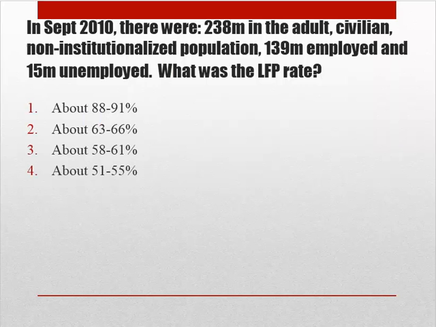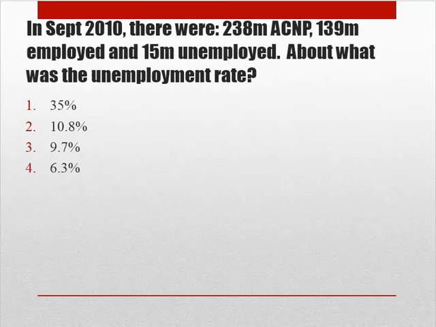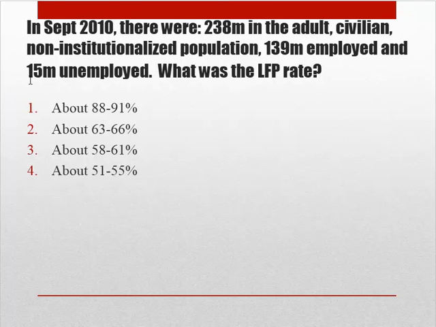So what we want to do here is remember that the labor force is all of the employed plus all of the unemployed. So we're going to go ahead and make a fraction. On the top of that fraction, we're going to have 139 plus 15. And then on the bottom of the fraction is going to be the adult civilian non-institutionalized population, or 238. So we should have 139 plus 15 gets us to 154, I think, over 238. And if I remember right, the labor force participation rate is sort of in this interval here.